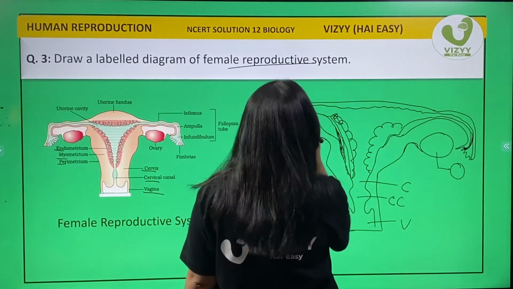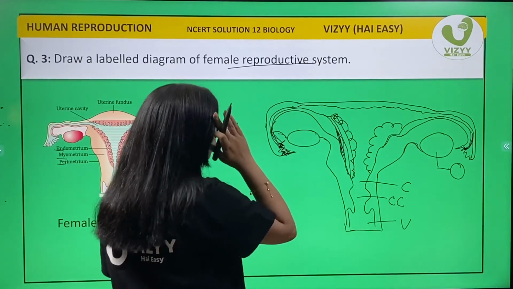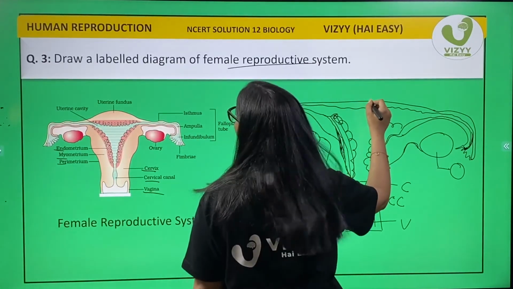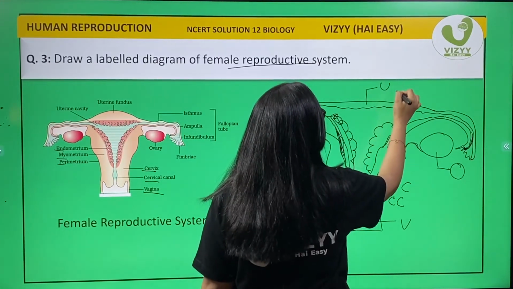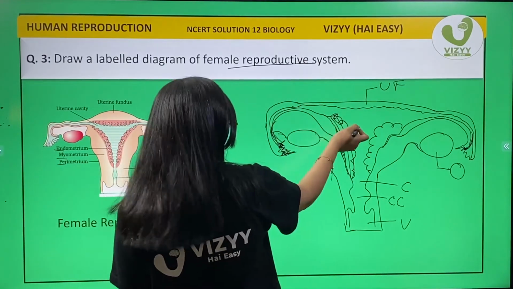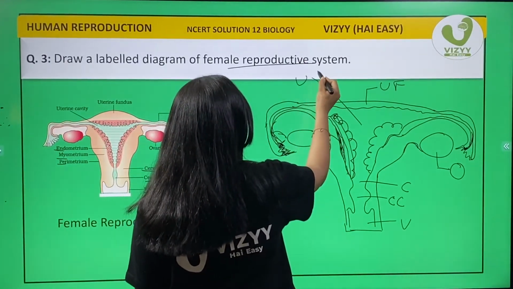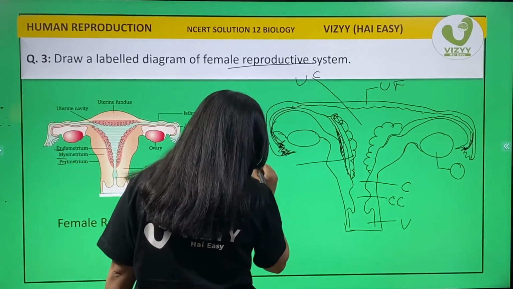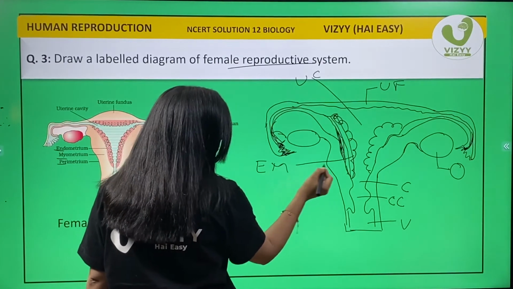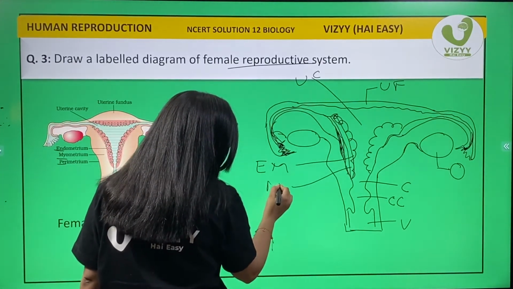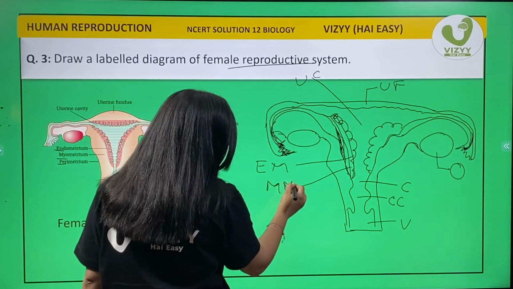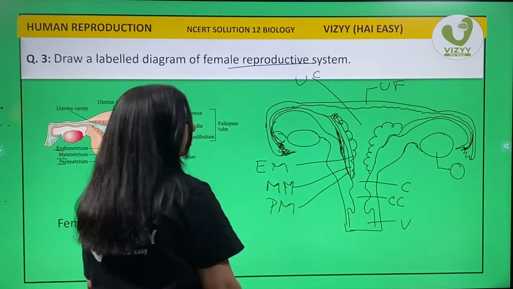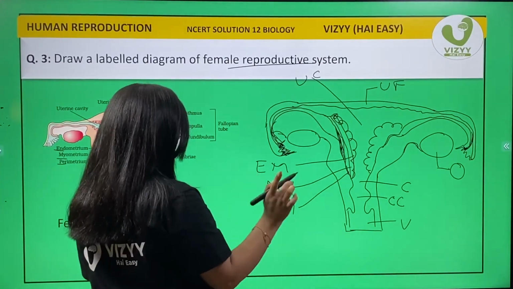Okay, now let's label these. This will be your uterine fundus. This is your uterine cavity. Now, the innermost layer is endometrium. Middle is myometrium. And lastly, we have perimetrium. Okay, students, this is very important.